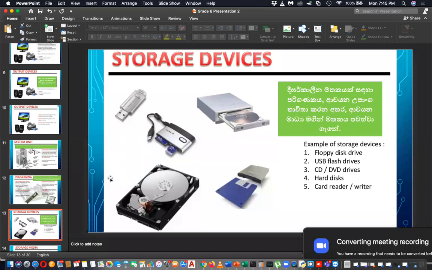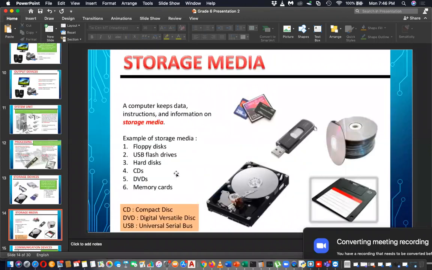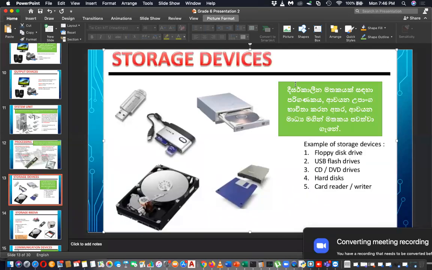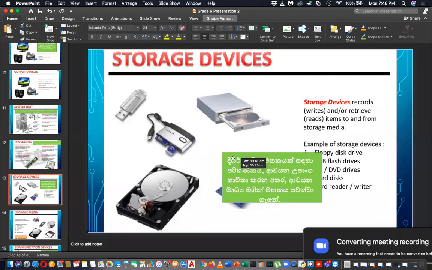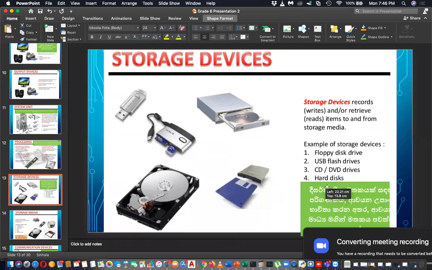Similar to that, computers cannot remember everything in memory. Computers are also very poor devices; they cannot remember everything in memory. Even without voltage, it cannot remember. So it uses another mechanism called storage devices to store things. So please try to recognize these storage devices. What are these storage devices?